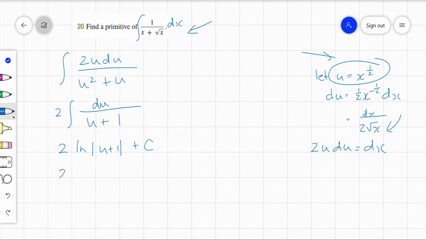And then, of course, we put it back in terms of x. So u is root x, and we don't actually need the absolute values because root x has to be positive. So 2 log of root x plus 1, plus c. And that would be your answer.